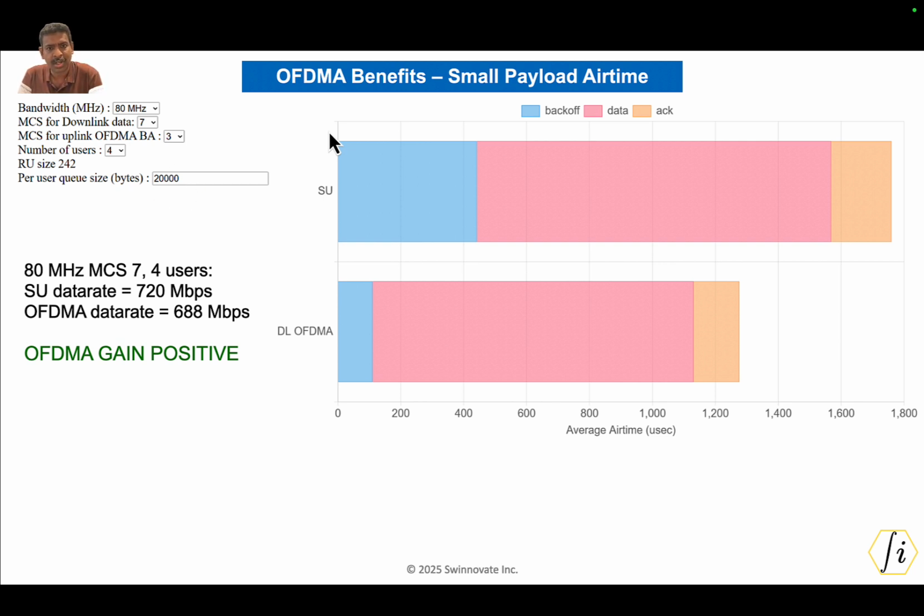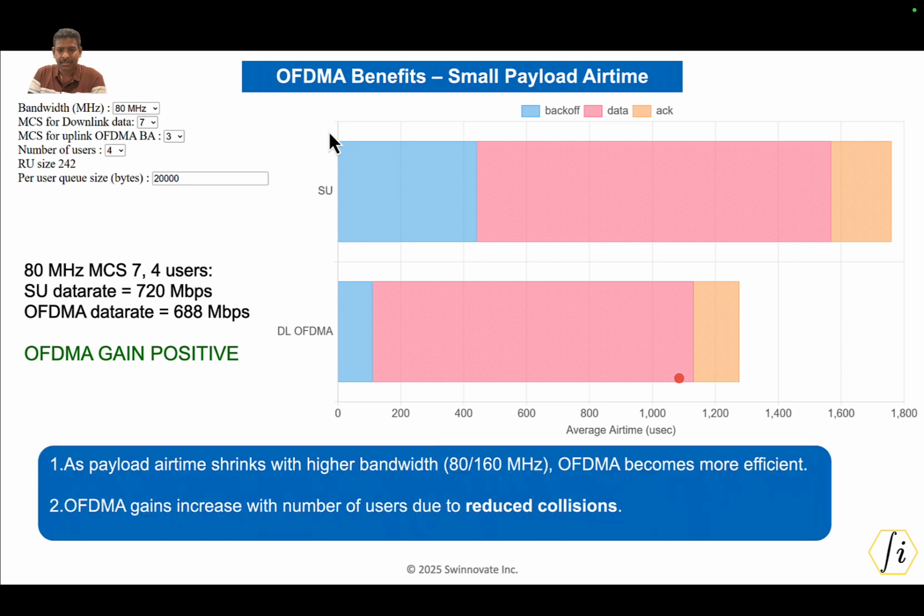So we will be having a small payload airtime scenario, and in this case, instead of RU52, we can use RU242 for each of the users. And if we repeat the calculations, we see that OFDMA consumes significantly less airtime compared to single user. Single user is taking about 1750 microseconds, whereas OFDMA takes only about 1300 microseconds. This is despite the reduced OFDMA data rate compared to single user because of the null tones overhead. Still the gains are positive. So in the small payload airtime scenario, OFDMA is definitely beneficial.